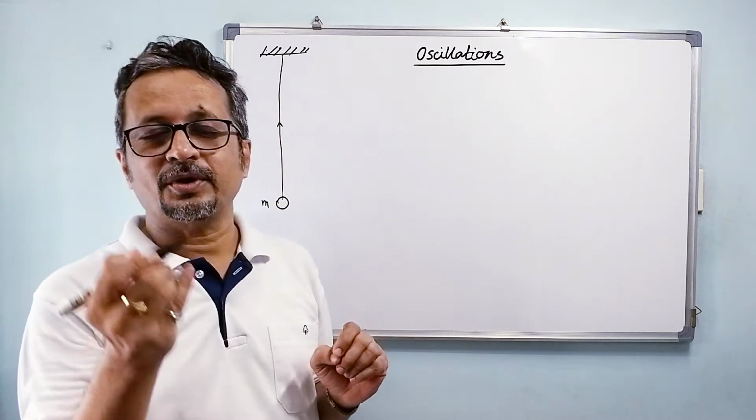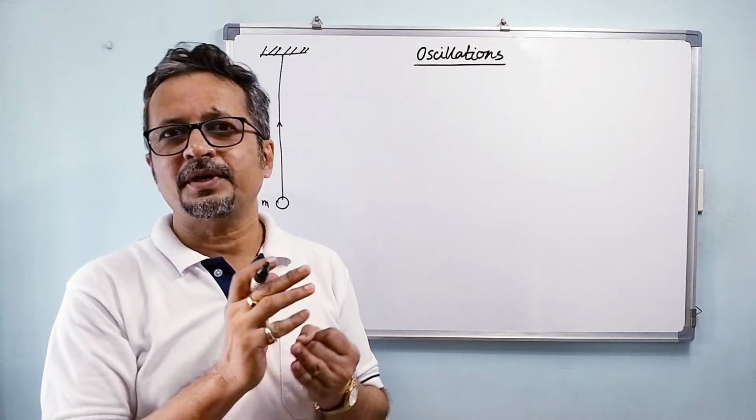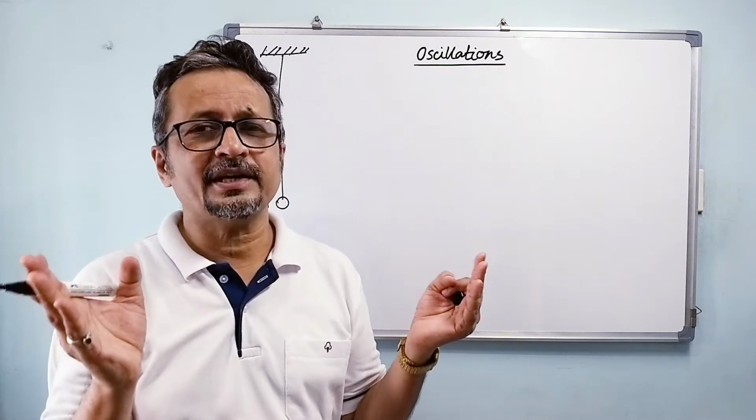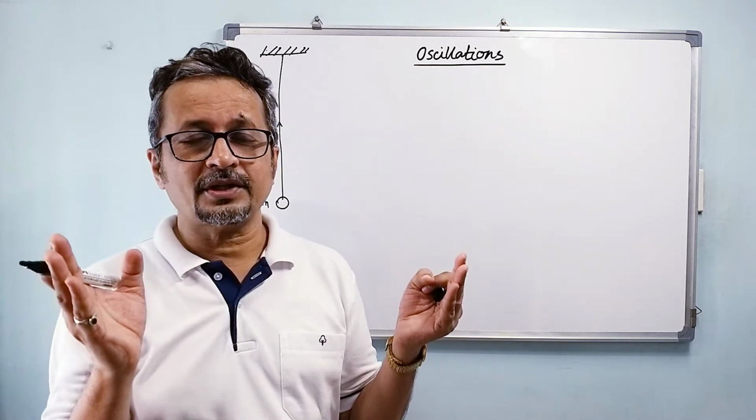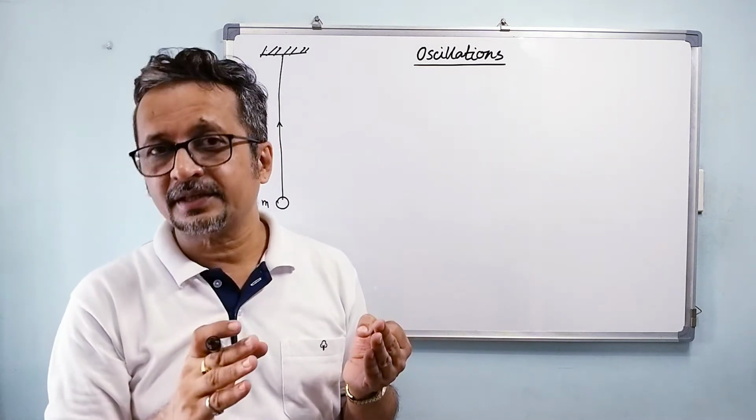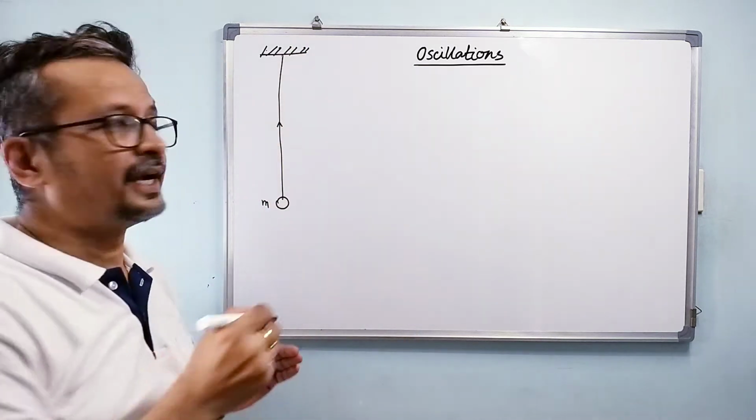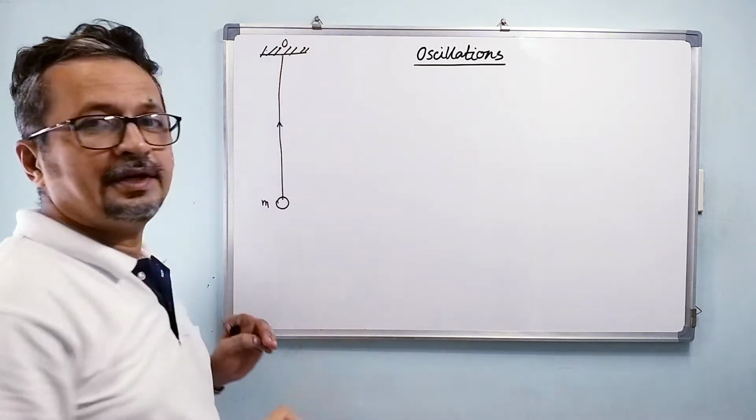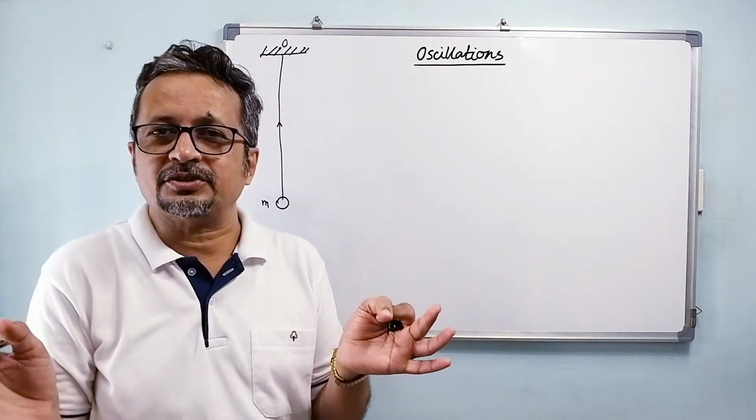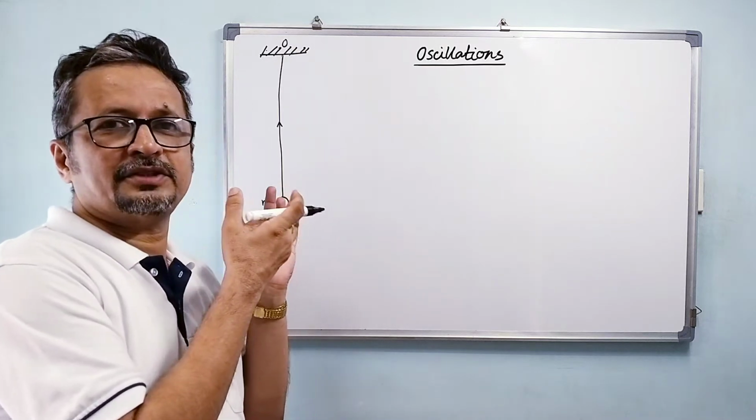Now the assumptions. The string is massless, the string is inelastic, the string is inextensible, there is no air resistance. The friction at the support, here at point O, is 0. So all the ideal conditions, right? And that is what gives us a simple pendulum.